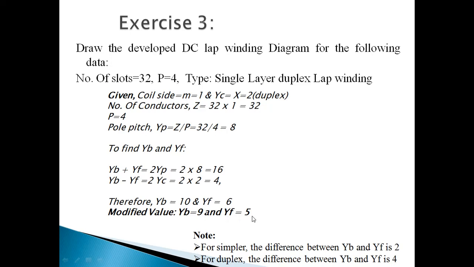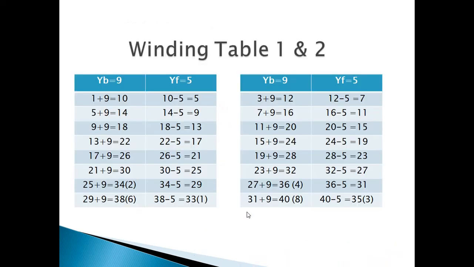In the previous case I mentioned that in simplex the difference between the back pitch and the front pitch is 2. For duplex it is 4. Now you can observe this: the back pitch is 9 and the front pitch is 5. Then the difference between these two is 4. Right? So with this let us go to the next step, the winding table.